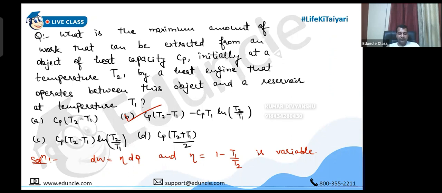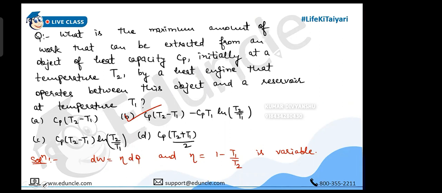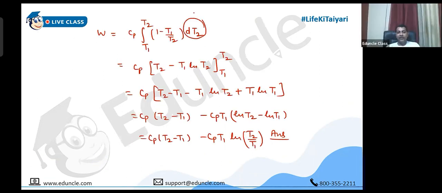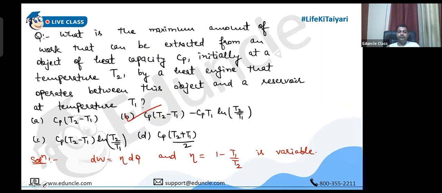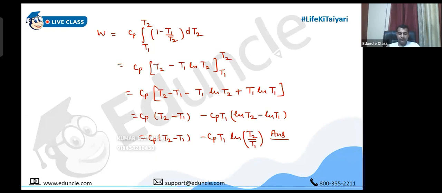Clear? Yes, sir. And one more thing, I have taken it T2 here, so it is already the maximum that we can get, because T2 is greater than T1. So this is again an important type.